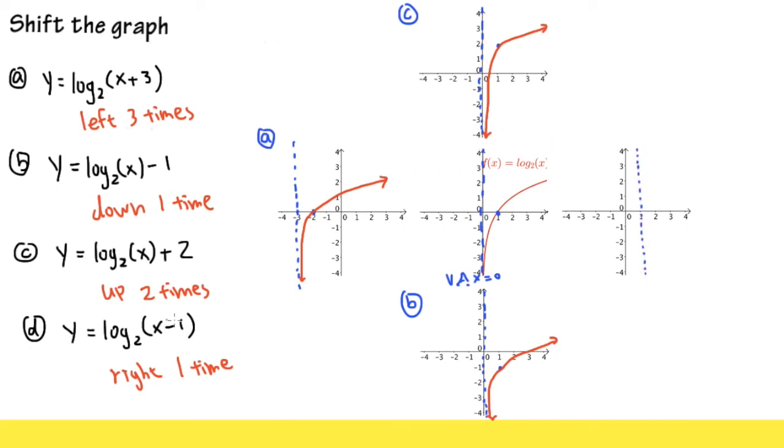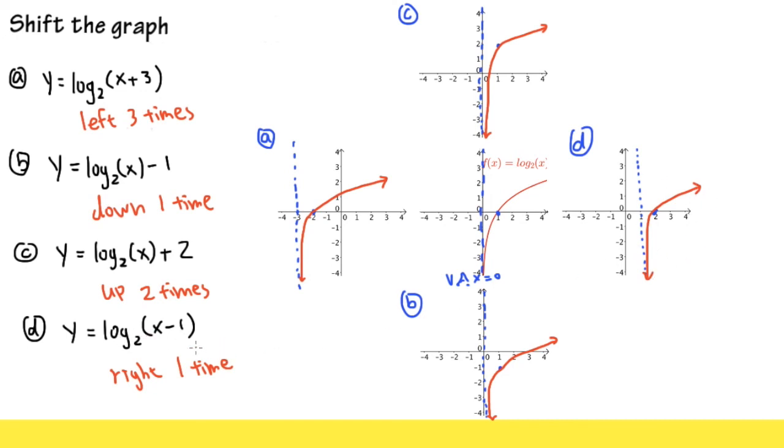And this is going to be the answer for part D. And we also have to move this point to the right 1 time. So we will have (2, 0) for this graph here. And we'll just have the vertical asymptote and then pass this point and then graph it. This is the graph for log base 2 of x minus 1.